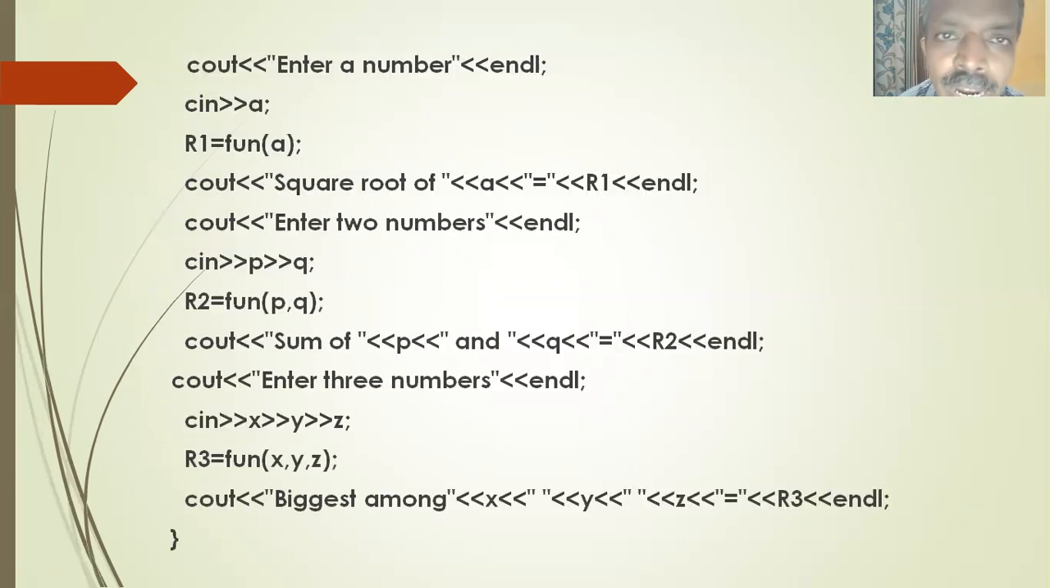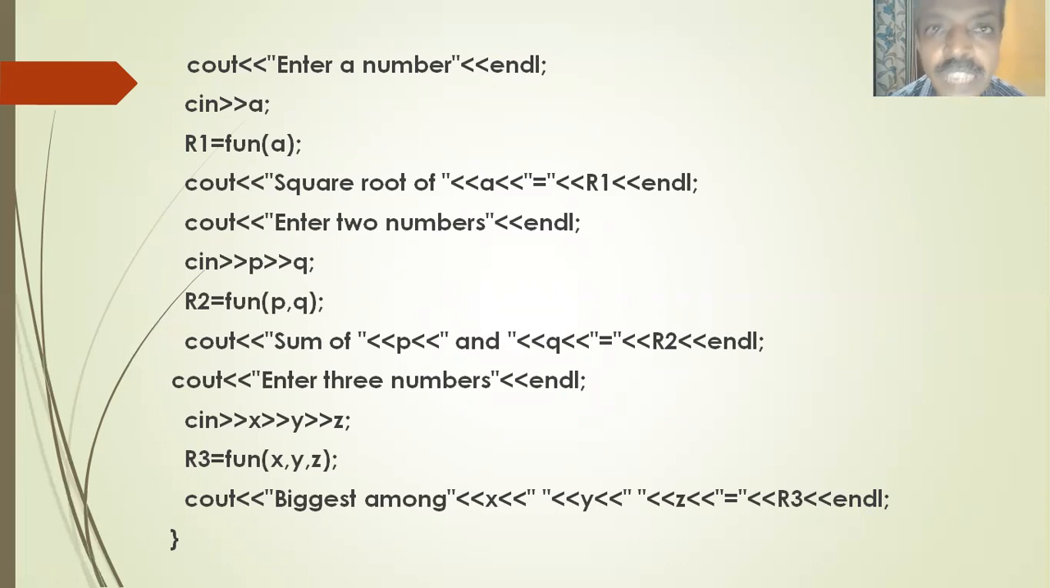So cout, enter a number. You have to input a value. So cin >> A, you have to give a number, and the number you have inputted is stored in A. Now you call the function fun with the argument A, and the value returned by the function is stored in R1. So I will call the function the first time with one argument, and the return value is stored in R1. Display the output: cout, square root of the given number A equal to the value of R1.